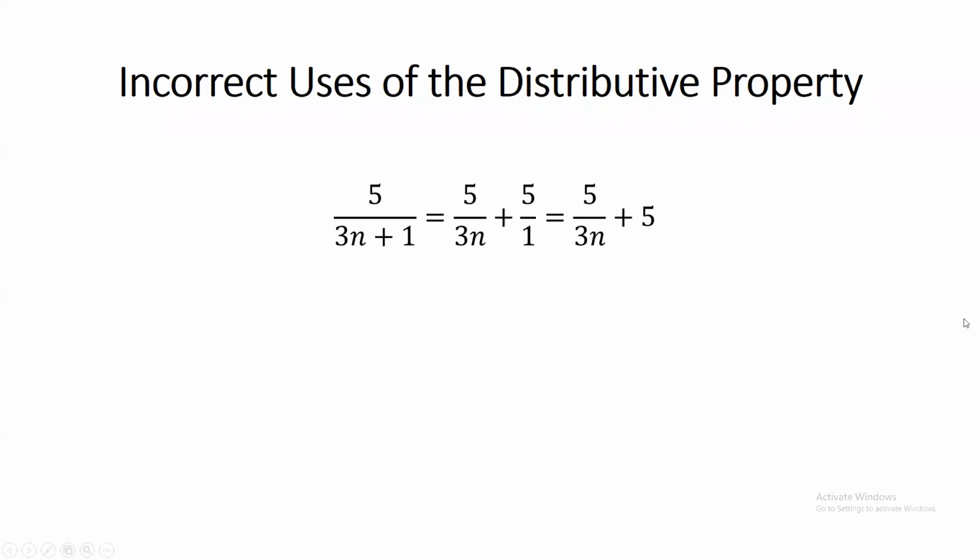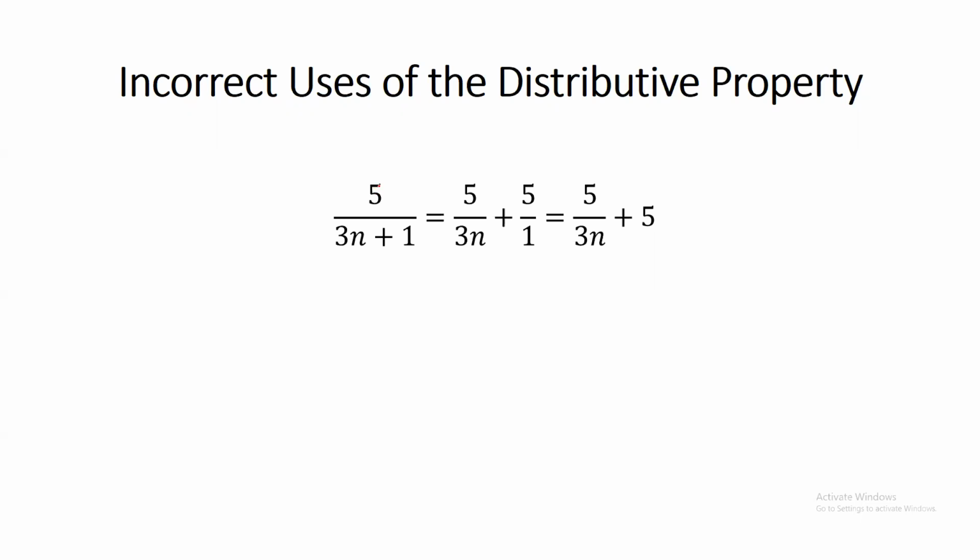And now it's time for us to talk about the incorrect uses of the distributive property. Remember that we're using the distributive property incorrectly if we are not distributing the operation of multiplication or division over the operation of addition or subtraction. Let's take a look at the first example here.